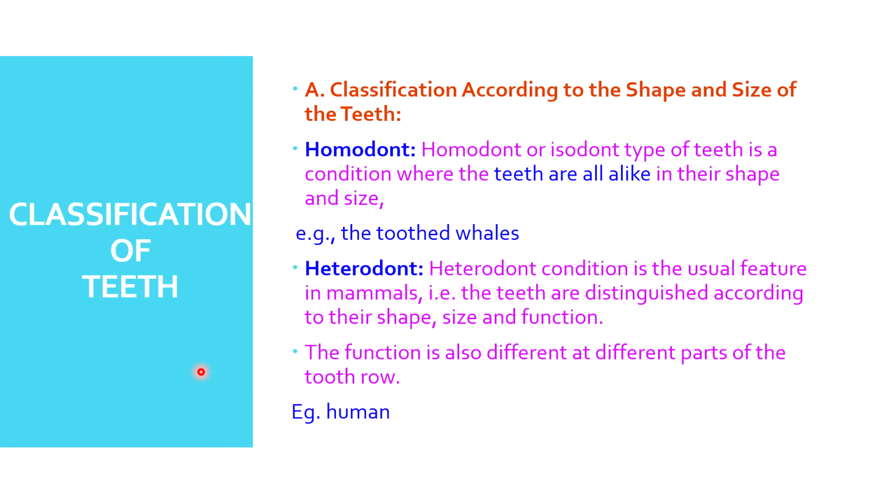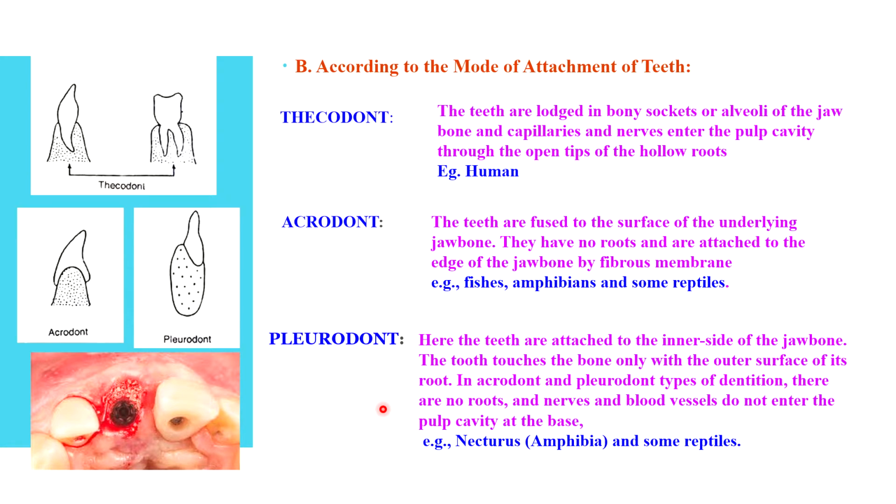Then the classification of teeth. According to the shape and size of the tooth, the teeth are of two kinds, homodont and heterodont. Homodont means all the teeth are of the same size and shape, for example toothed whales. In the case of heterodont, the teeth are of different sizes and shapes, and also the functions are different. The example is human. We know humans have different types of teeth such as incisors, canines, premolars and molars.